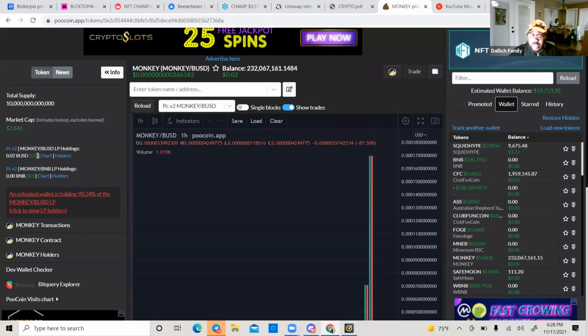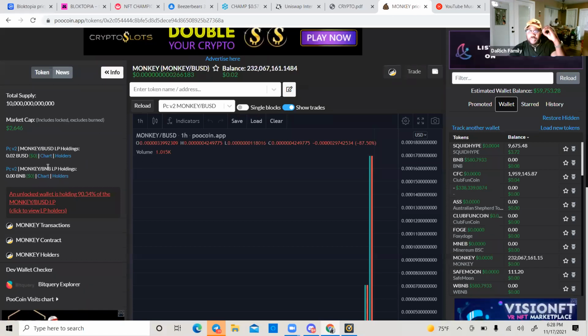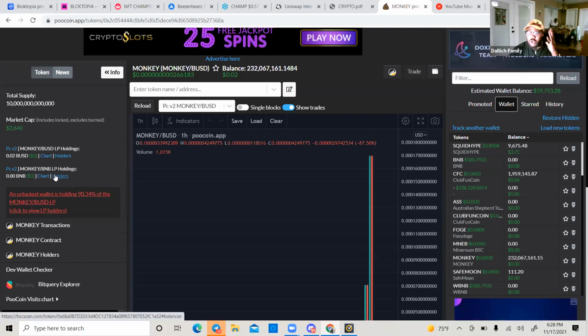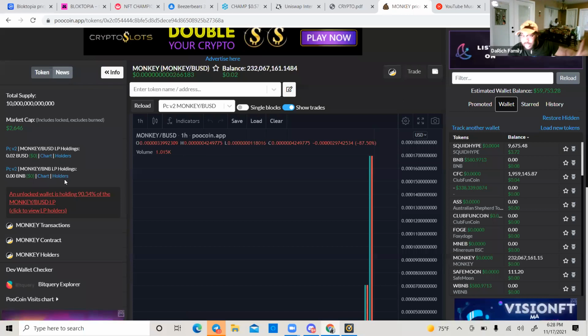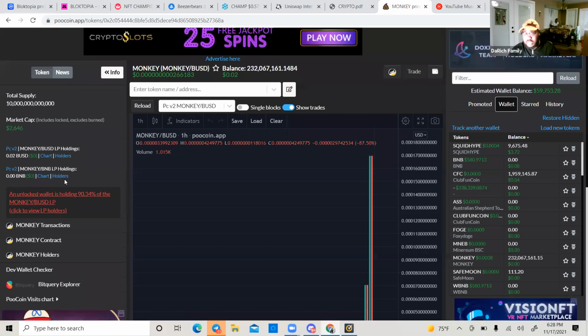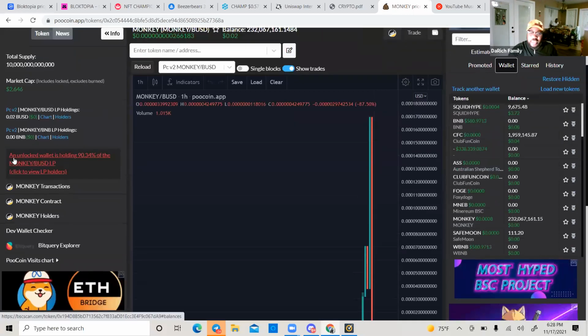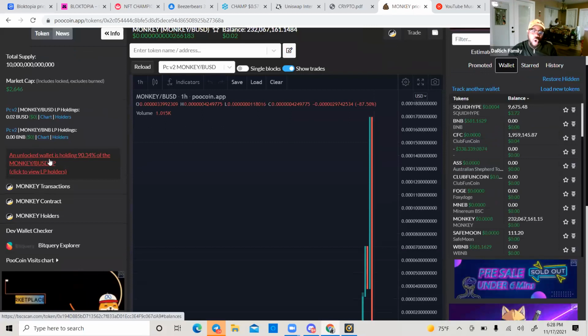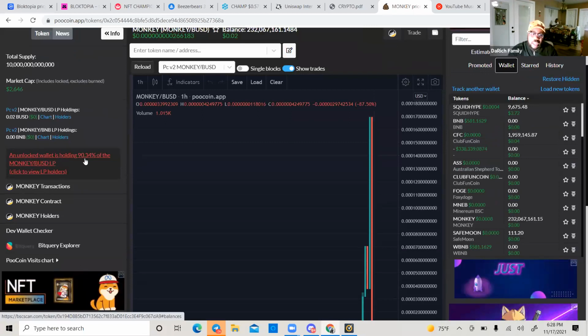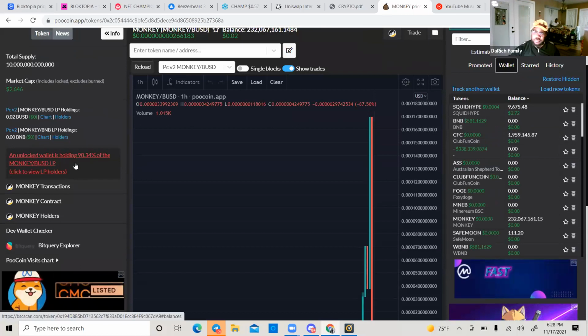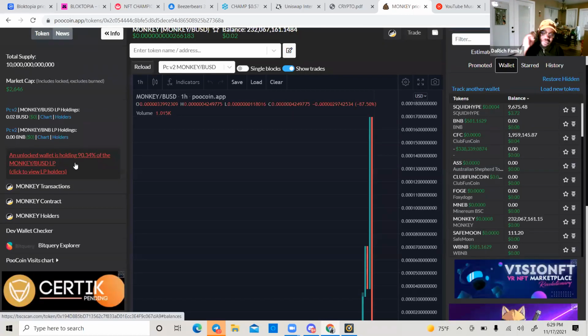If the liquidity holdings are 0, do not get in the coin. You know why? Because liquidity is what you're going to use to pull your money out. If there's no liquidity, you're not getting any money out. The coin can go to the moon, but you ain't getting none of that bread. That's going directly into somebody else's wallet. And you see here in red, an unlocked wallet is holding 90% of the token. When you see that, that's a red flag. That is a red flag.